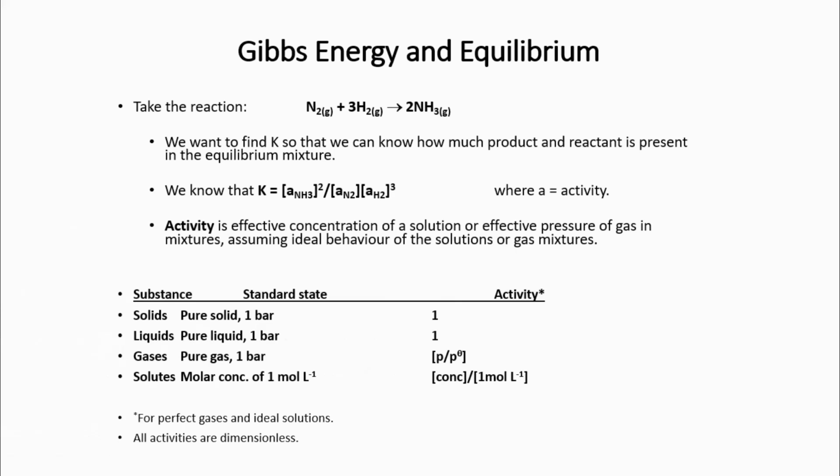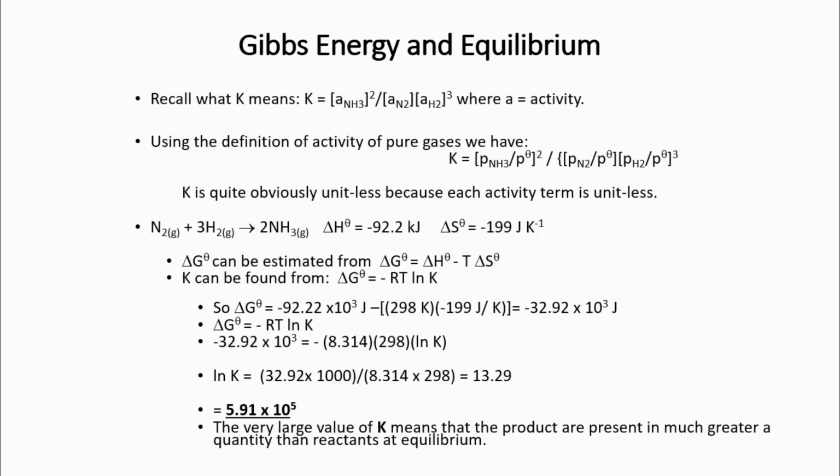Now, there are some things that we must know, seeing that we are using activity, which is quite an important parameter. For pure solids, the activity is 1. For a pure liquid, the activity is also 1. For a gas, the activity is calculated from the ratio of its partial pressure to standard pressure. And for a solution, for example, 1 molar solutions are referred to as standard solutions, and so the activity basically works out to be 1.